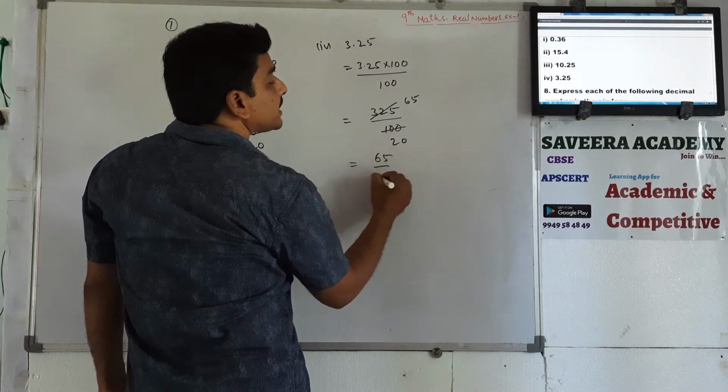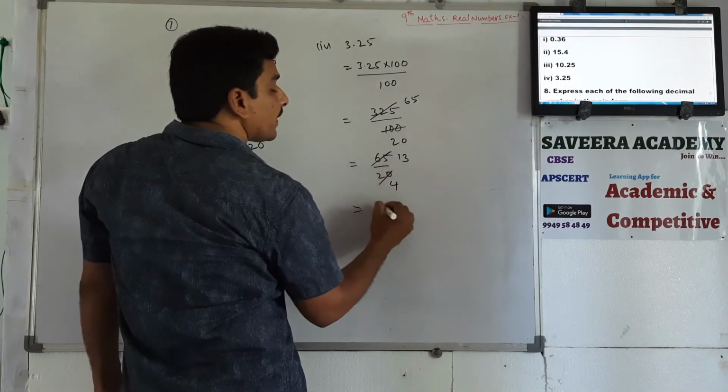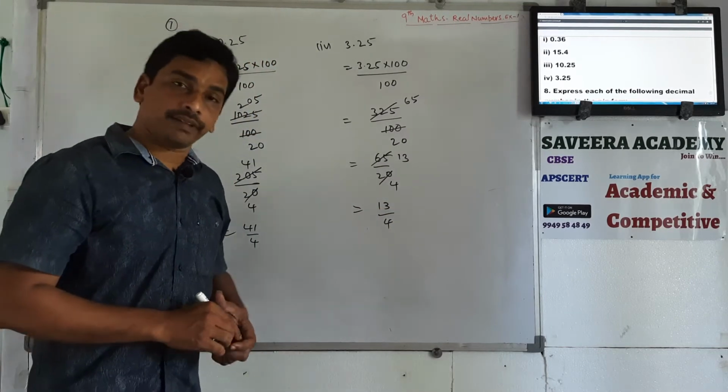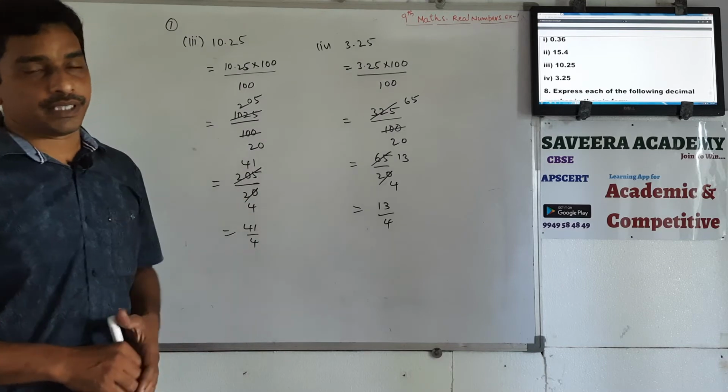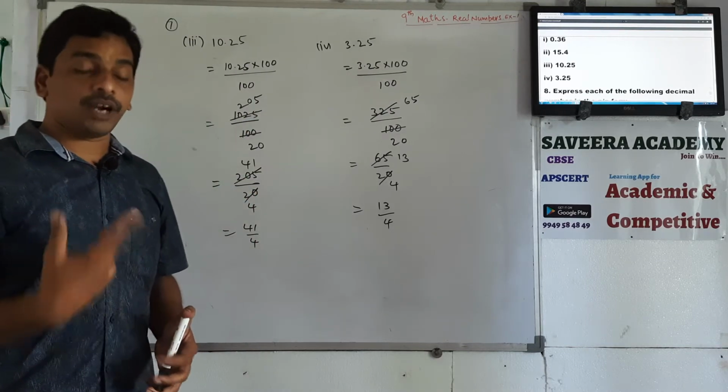65 by 20. Again the 5 table. 13 5s are 65, 4 5s are 20. So 13 by 4. In such a way we will do. These are terminating decimals. If non-terminating decimals are given, then what do we have to do?